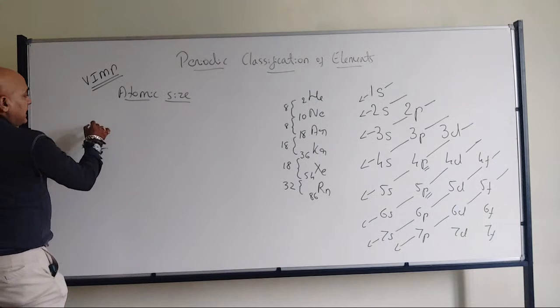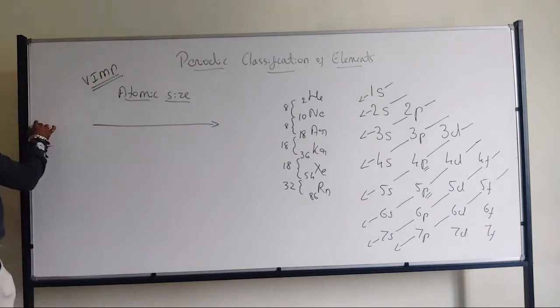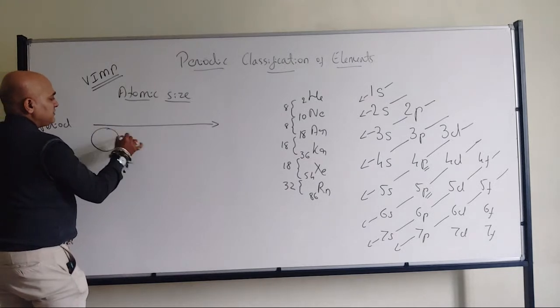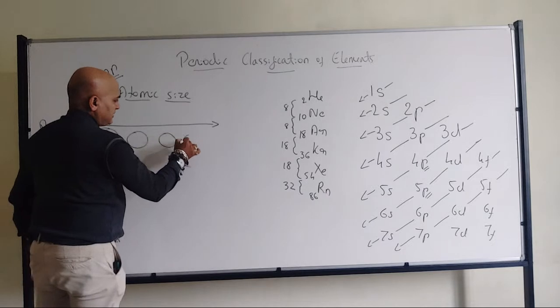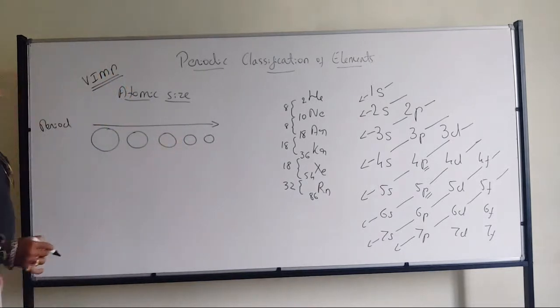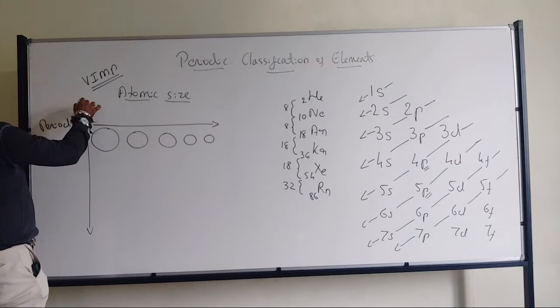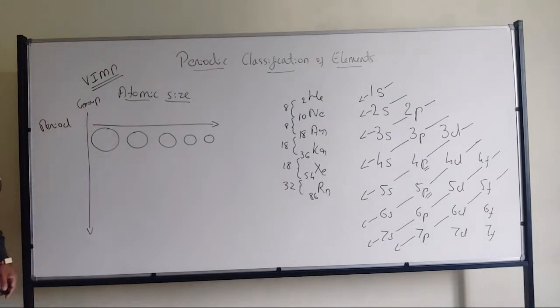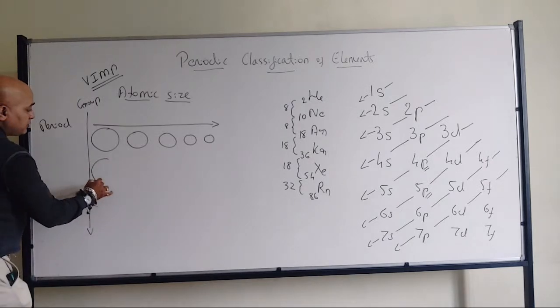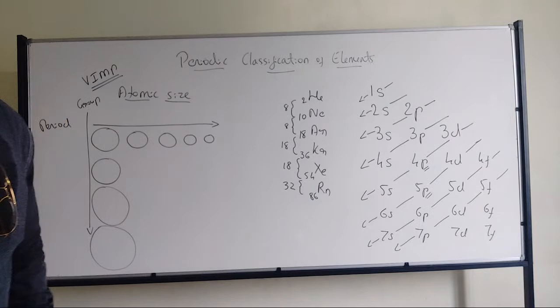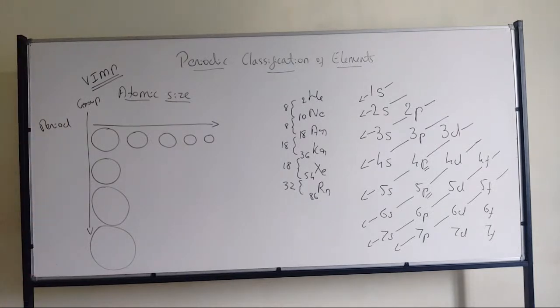Here it is across the period. Because a period is a horizontal row, all of you know that. Across the period, atomic size is going to decrease. Down the group, which is the vertical column, atomic size is going to increase. That's what you can have as the rough diagram. Down the group, atomic size increases. Along the period, atomic size decreases.